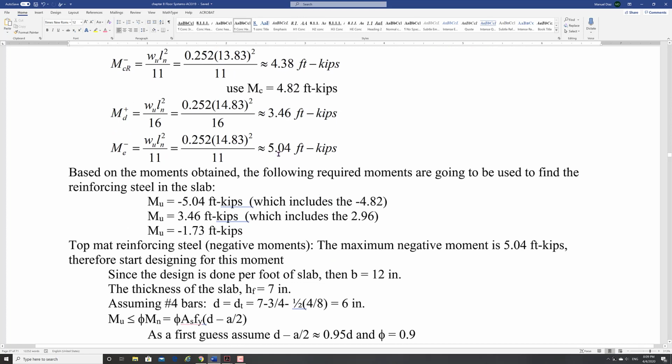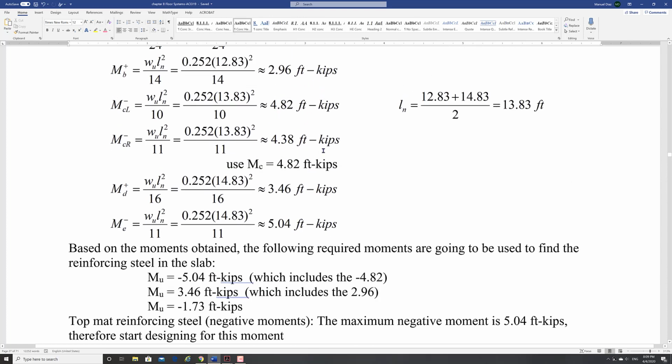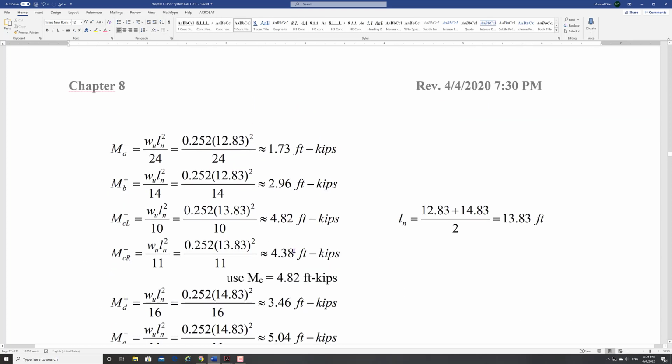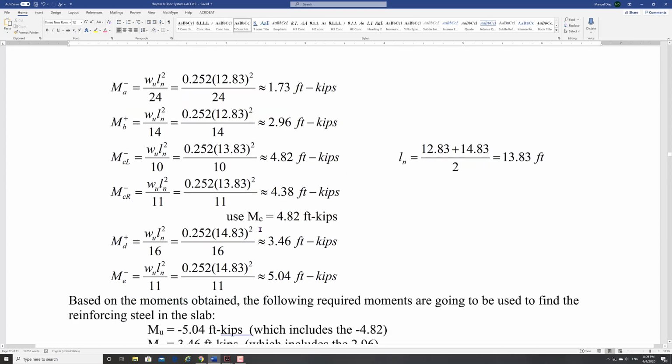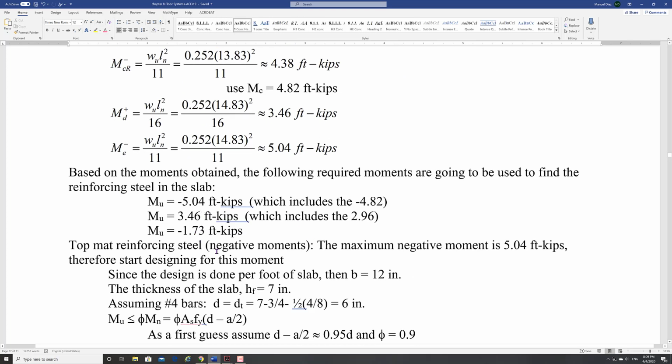All right, so what am I going to design for? Well, basically I got a 504 negative here, which covers this guy and this other guy, so I don't have to worry about those. I'm going to design for that one. There is a 346 positive that covers the 296, so I'm going to design for the 346. Now there is a negative that is pretty low, 173, so I probably need to check that one. That's the very negative here. So I have three moments that I have to check.